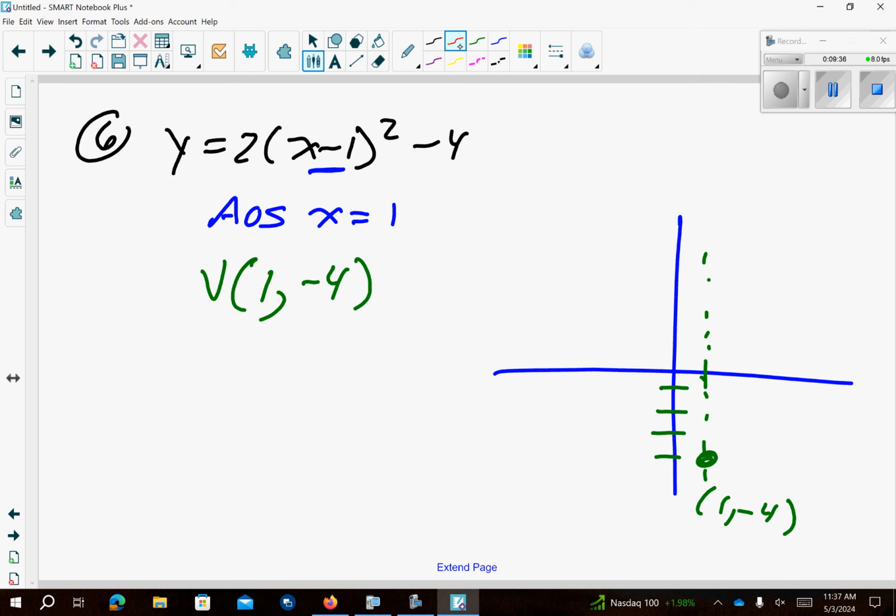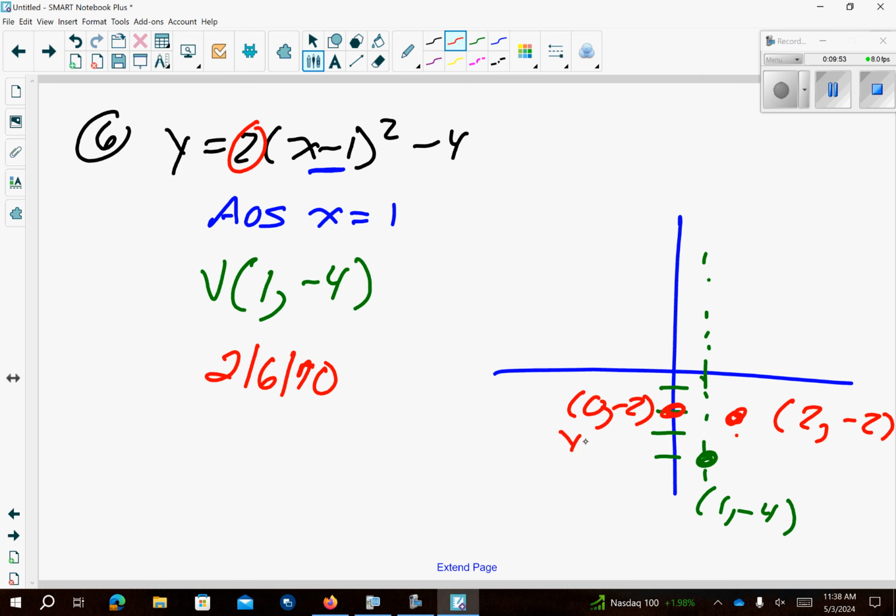Our pattern graph is going to go at 2, 6, 10. The reason that is, it'll go 2 times 1, 3, 5, so I'm going to go right 1, up 2. So that's going to take me to 2, comma, -2. Left 1, up 2, and that takes me to 0, -2. That's our y-intercept because we have a 0 in there.